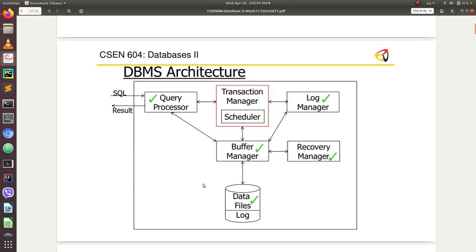Okay, so next time we will continue explaining how the transaction manager works in detail. And I think the next tutorial will be the last one.